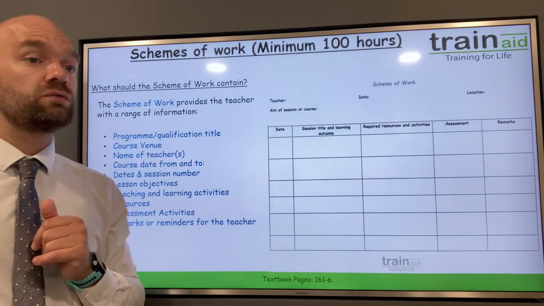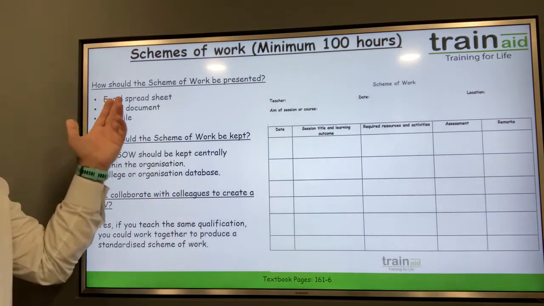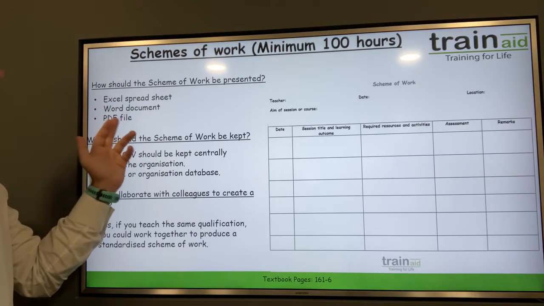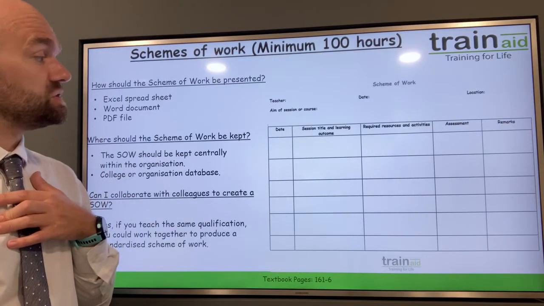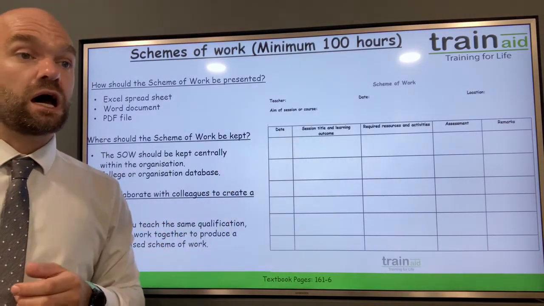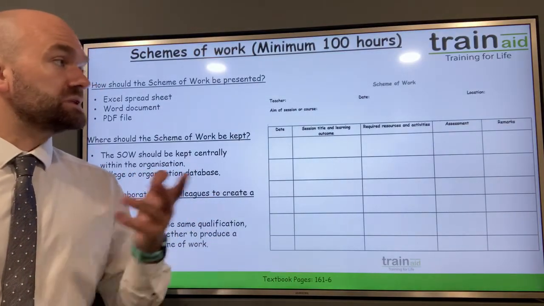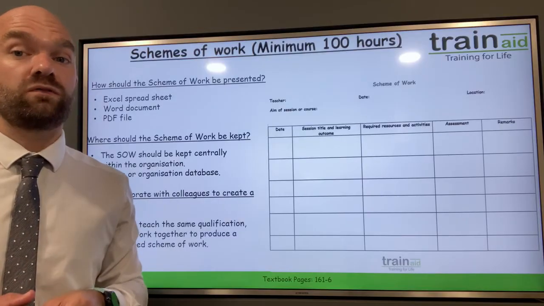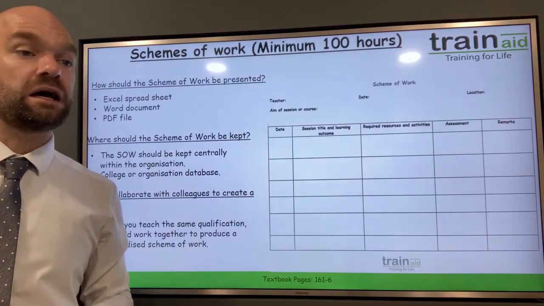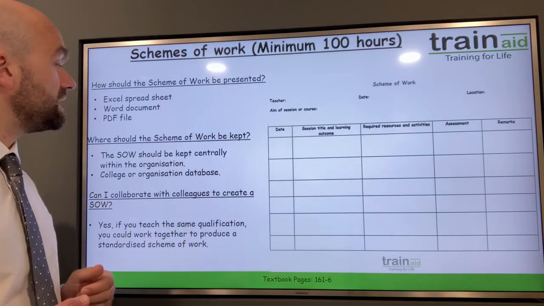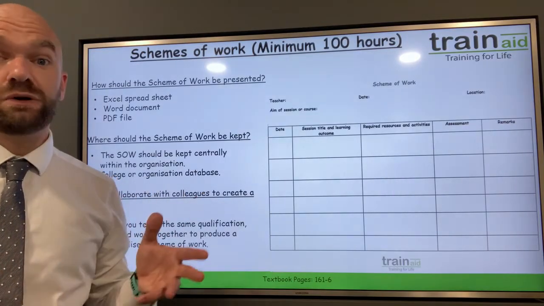In terms of the actual scheme of work, in terms of how it should be presented, you could use an Excel spreadsheet, a Word document, also a PDF file as well. I quite like Excel spreadsheets, as you can make changes to your schemes of work, and you can show your manager how you are delivering courses, where you're at with a course or qualification. So I like to think that a scheme of work is key and easy to change if it's in an Excel spreadsheet.